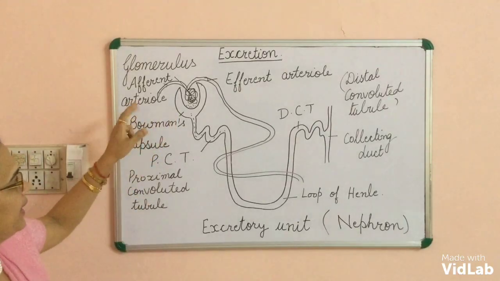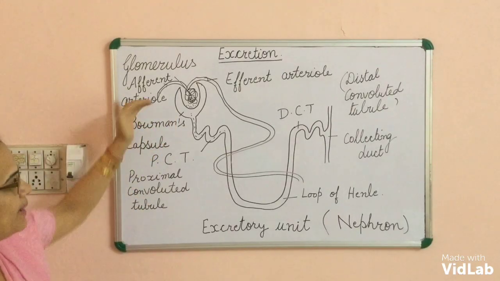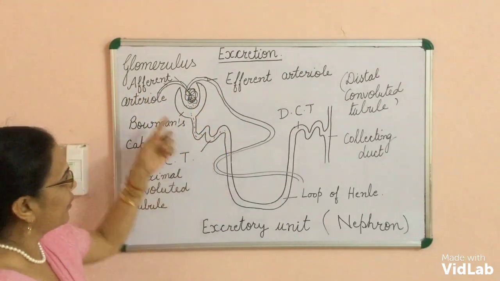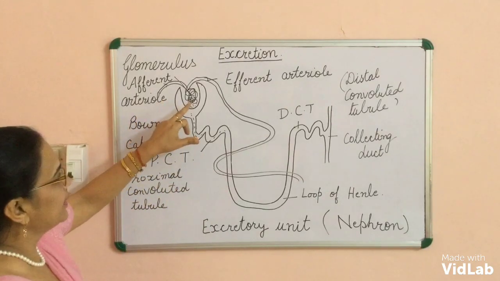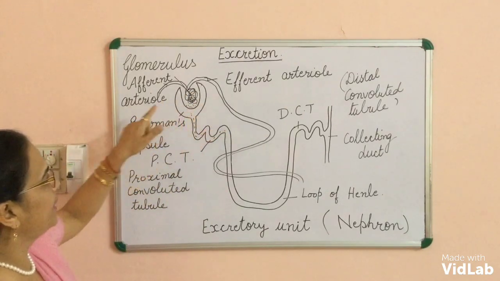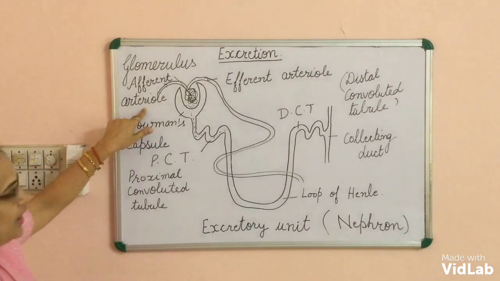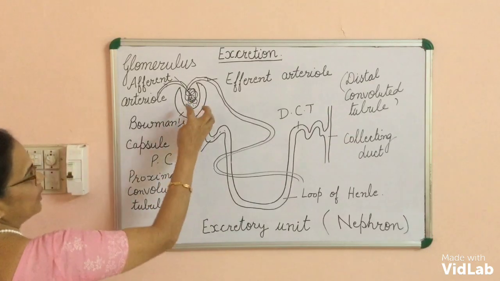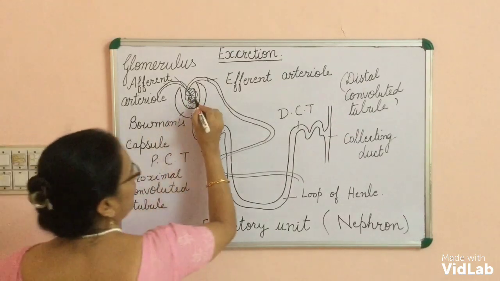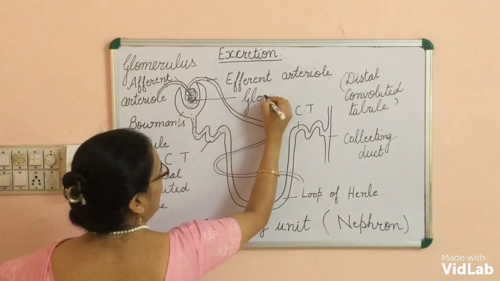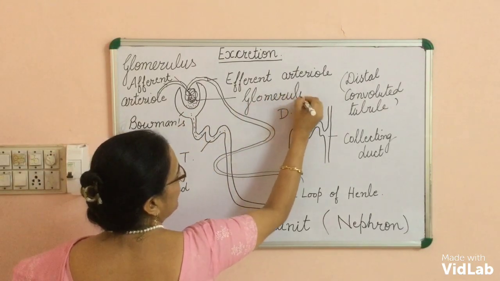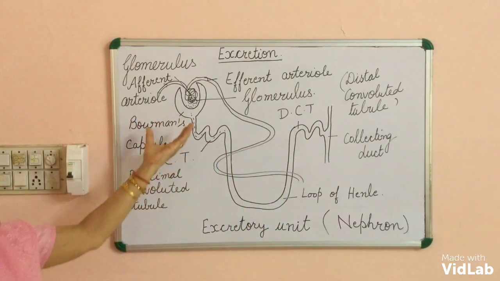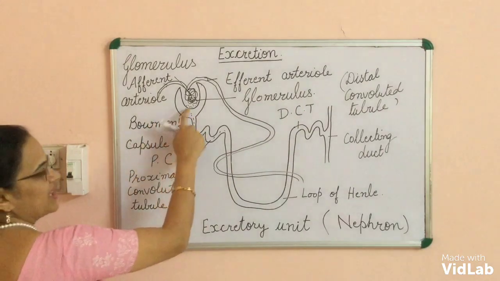First, the afferent arteriole brings the blood, and the efferent arteriole takes out the blood from the nephron. The diameter of the efferent arteriole is less than that of the afferent arteriole, so some pressure develops in the glomerulus, and the walls of the glomerulus are thin. Label this as glomerulus. The walls of the glomerulus are thin, so some liquid comes into the Bowman's capsule. This is known as filtrate.